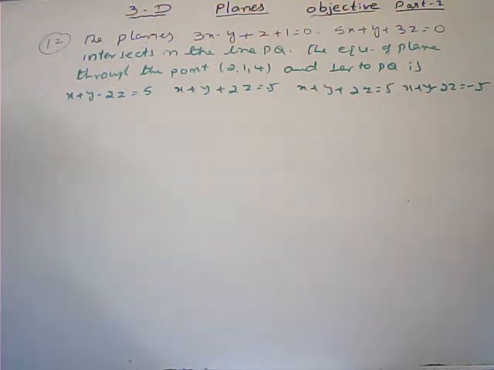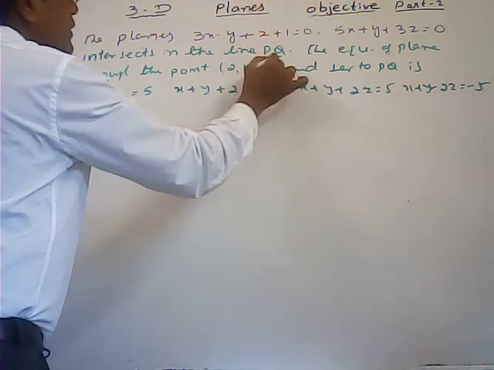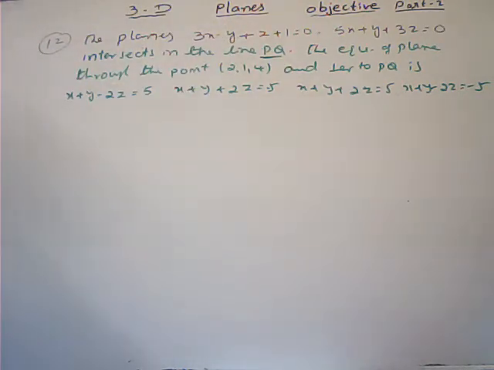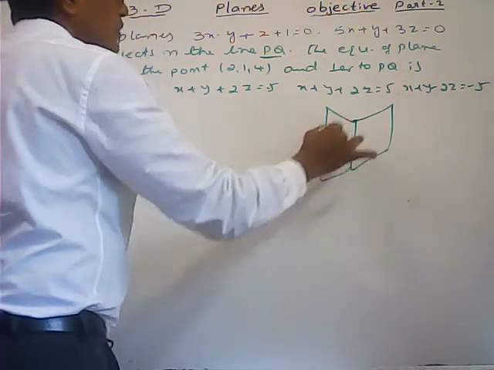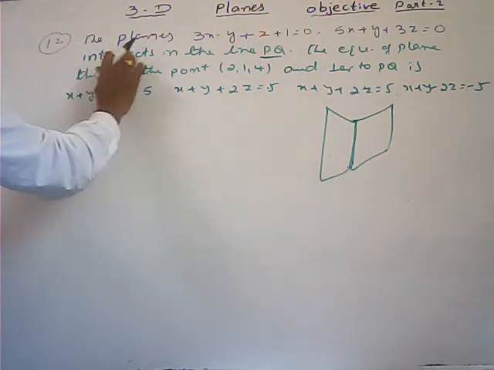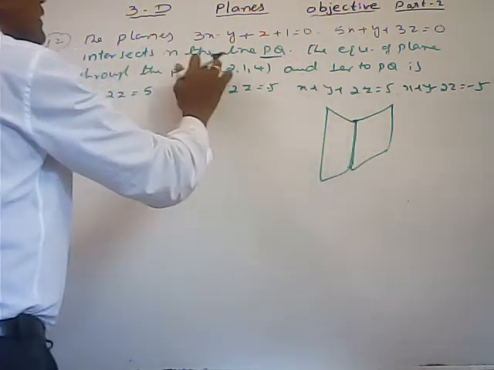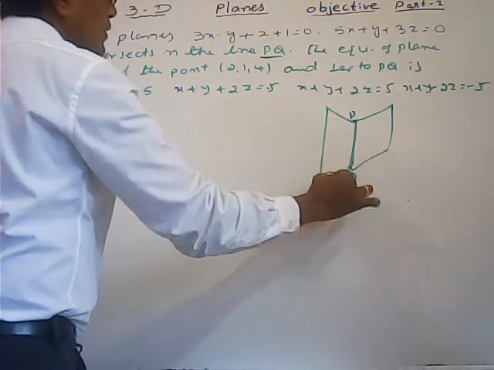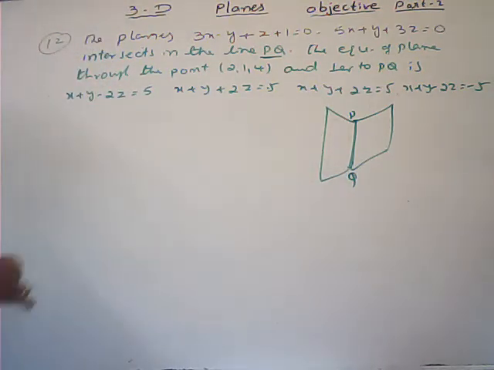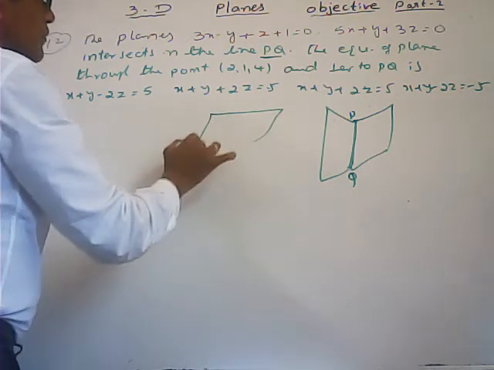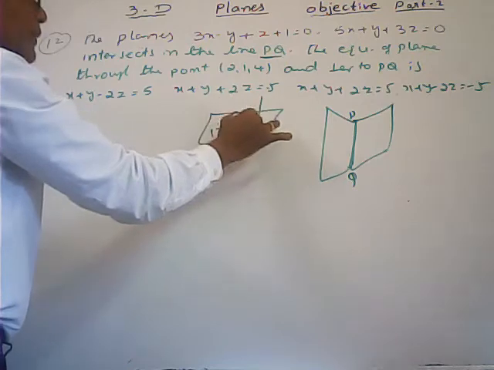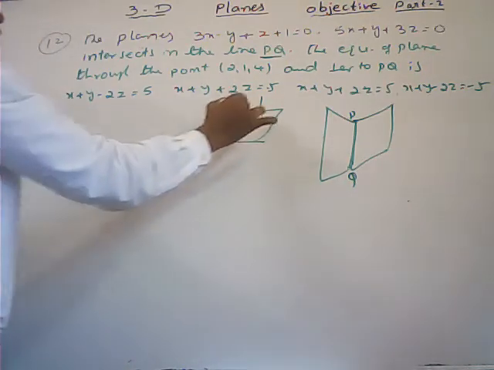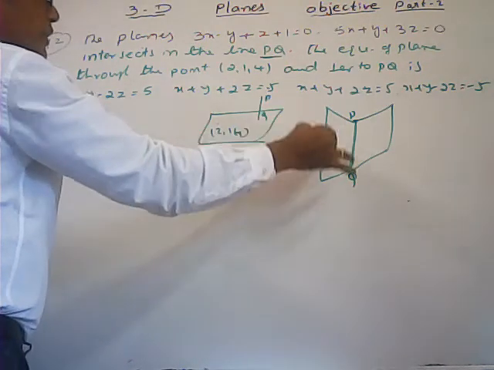Here the planes intersect in the line PQ. So what is the meaning of that? This is the line of intersection of the given two planes. The equation of the plane through the point 2, 1, 4 and perpendicular to PQ is what we want. We want the direction ratios of PQ.